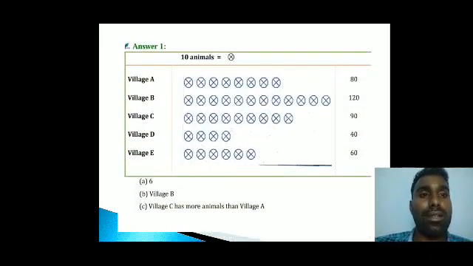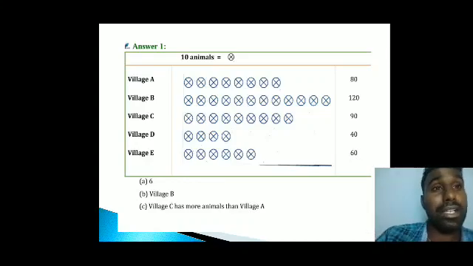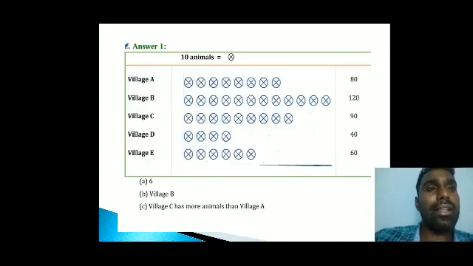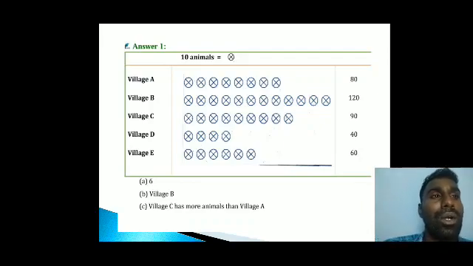Okay, so listen. One symbol, that shield-like symbol, represents 10 animals. So village A 80 means you have to draw it 8 times: 1, 2, 3, 4, 5, 6, 7, 8. And for village B, just look at 120, that means 12 times you have to draw the same pictures, that shield-like pictures.